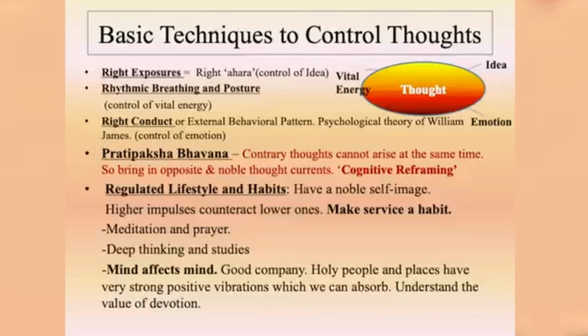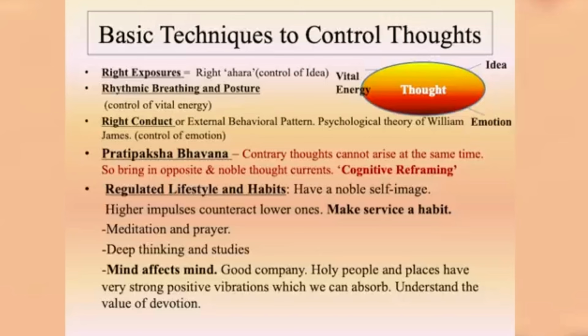How will you control this thought? By controlling any one of these: the idea, the emotion, or the vital energy there. So these are all the steps towards that. Right exposures, rhythmic breathing and posture, right conduct, how you conduct yourself. Even physically, that to a great extent decides the states of your mind. Then pratipaksha bhavanam, which means cognitive reframing.